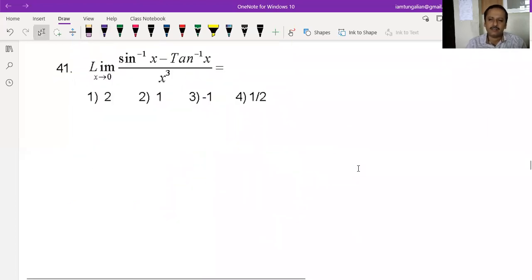Okay, next, 41st question. Limit x tends to 0 of (sine inverse x minus tan inverse x) divided by x cube.